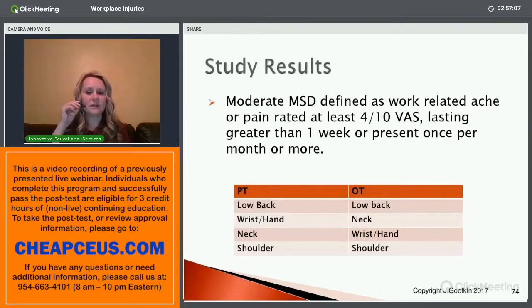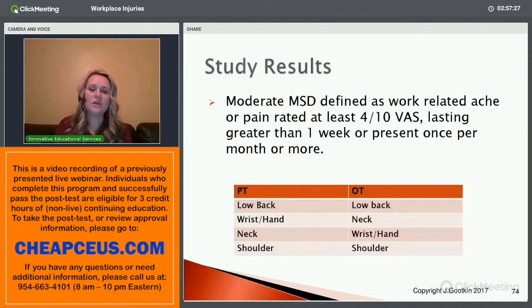What they found in physical therapy is that our areas of most pathology were our back. We're doing a lot of lifting, moving, guarding, standing, followed by wrist and hand, neck and shoulder. Interestingly, in OT, they found the back also, followed by neck and then wrist and hand.